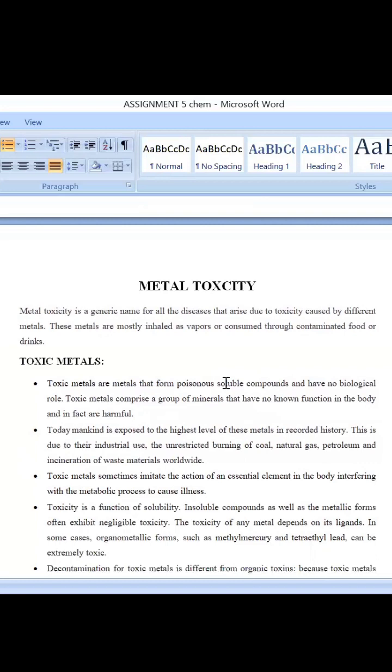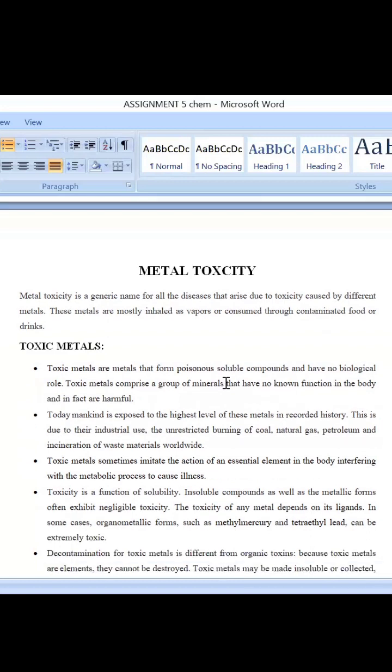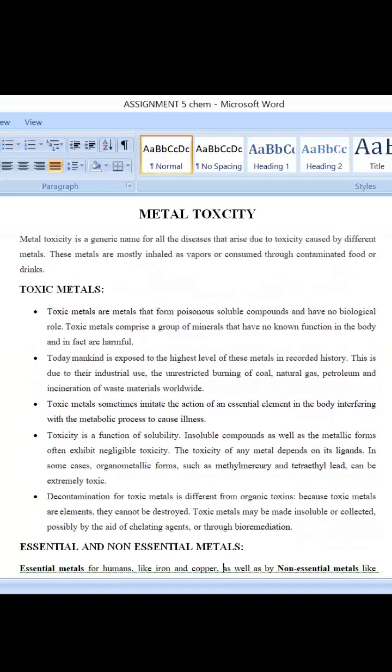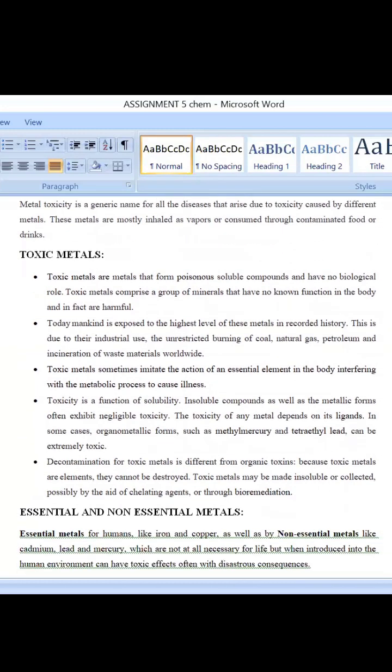Insoluble compounds, as well as the metallic forms, often exhibit negligible toxicity. The toxicity of any metal depends on its ligand. In some cases, organometallic forms such as methyl mercury and tetrahydride can be extremely toxic. Decontamination for toxic metals is different from organic toxins because toxic metals are elements; they cannot be destroyed. Toxic metals may be made insoluble or collected, possibly by the aid of chelating agents or through bioremediation.